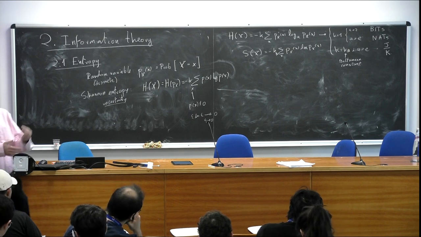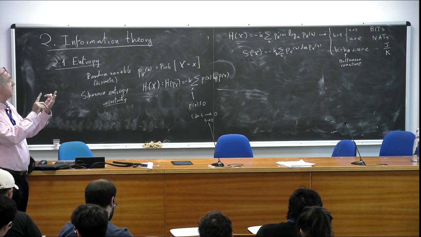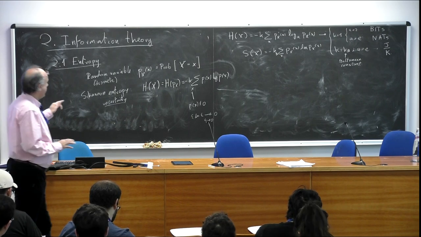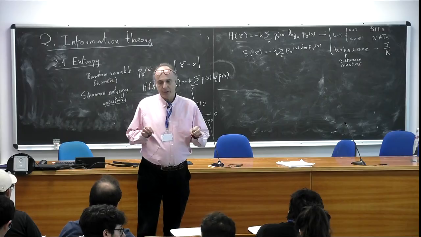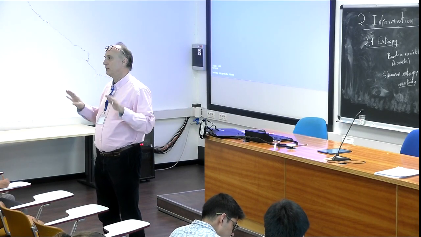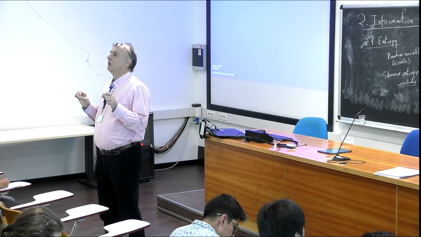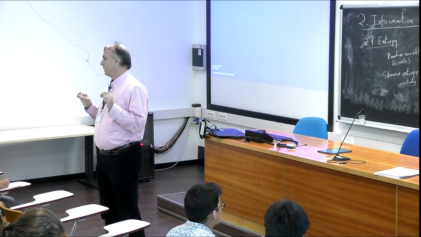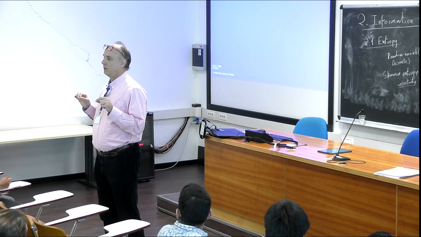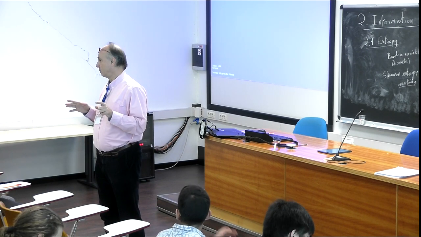So we have three types of units to express uncertainty: bits, nats, and joules per Kelvin. Bits is very nice because the Shannon uncertainty has a very simple interpretation, and this is what you have to keep in mind. When you express H in bits, it is the number of bits that you need on average to express X.